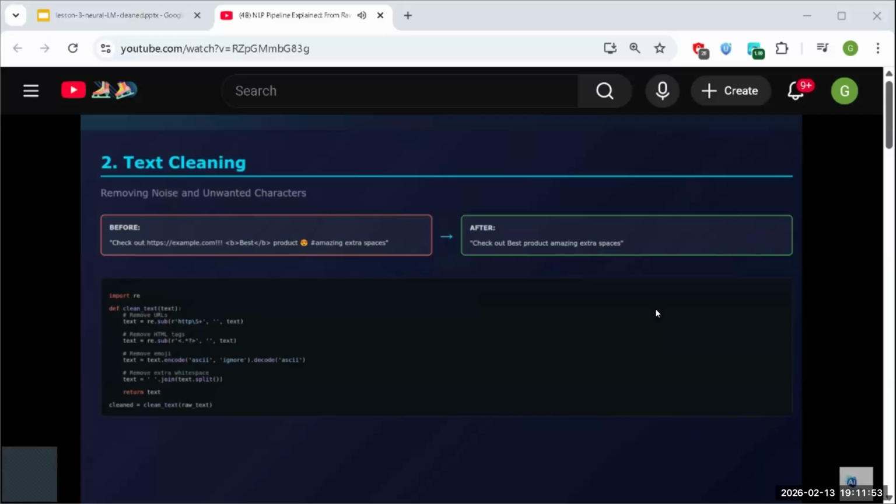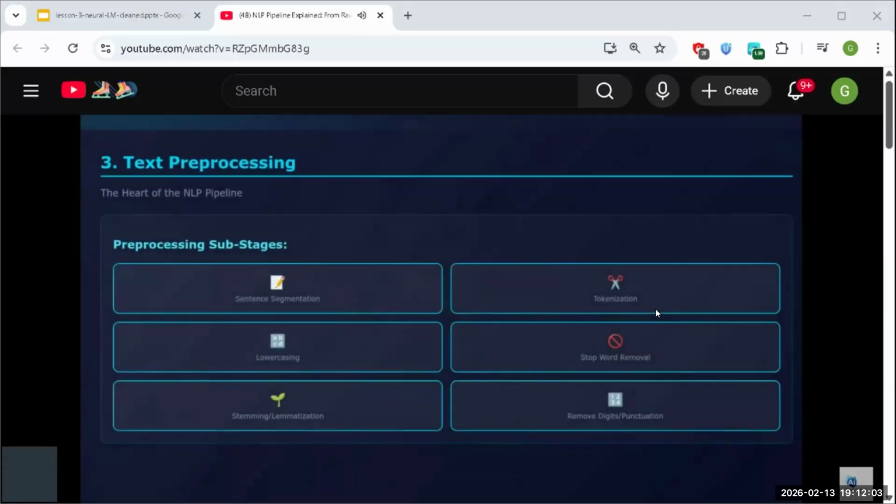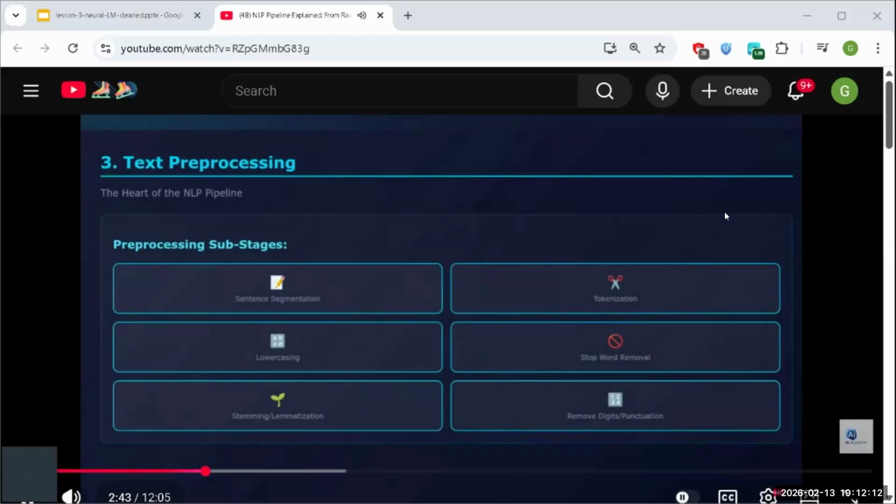We've removed the URL, the HTML tags, and normalized the white space. Now we're ready for the real pre-processing work. Now we enter the heart of the pipeline, text preprocessing. This stage actually has several substages, and each one is crucial. Let's break them down one by one.